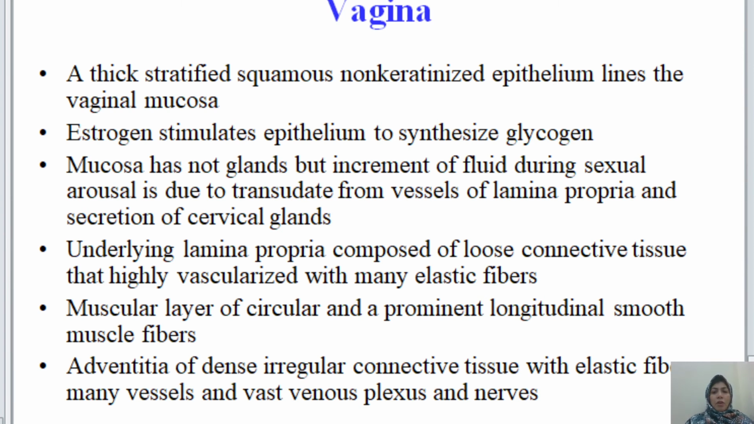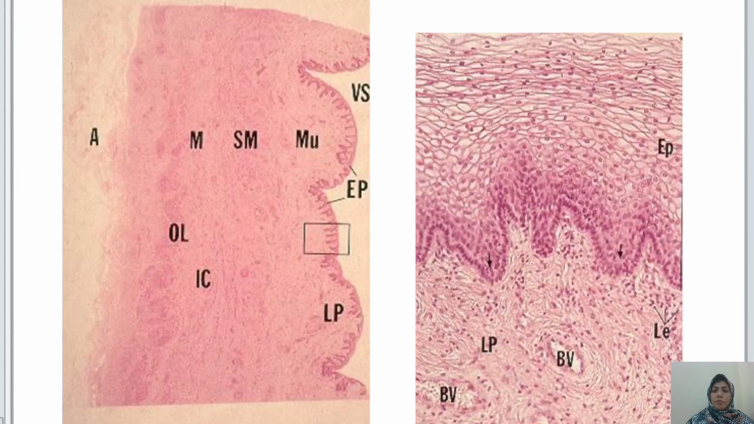The muscular layer has circular and longitudinal smooth muscle fibers, and the adventitia is dense irregular connective tissue with elastic fibers, many vessels, a venous plexus, and nerves. This is also a picture of the vagina that shows the muscular layer and the mucosal layer.